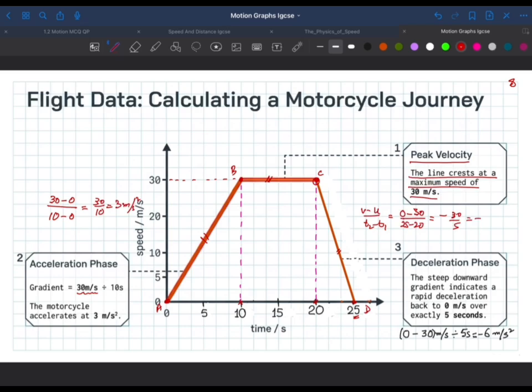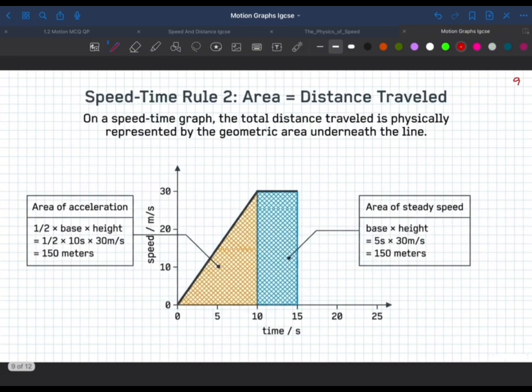So this is nothing but minus 6. This is what I have written here. This minus 6 means the body is decelerating. So this is the deceleration phase: constant phase, accelerating phase, and decelerating phase. So this is what we have as far as the speed time graph description is concerned.